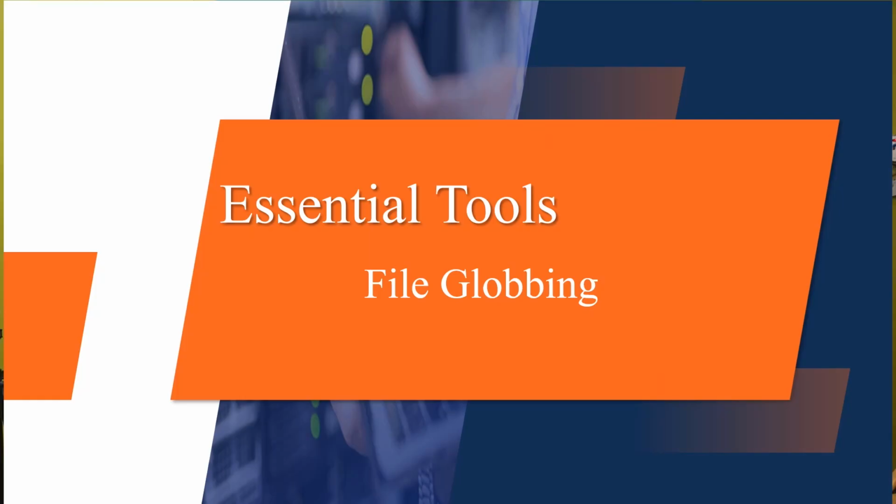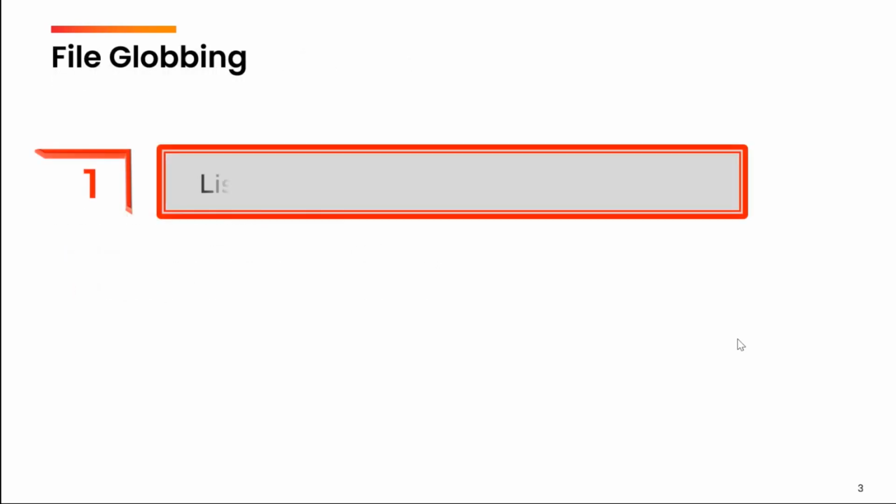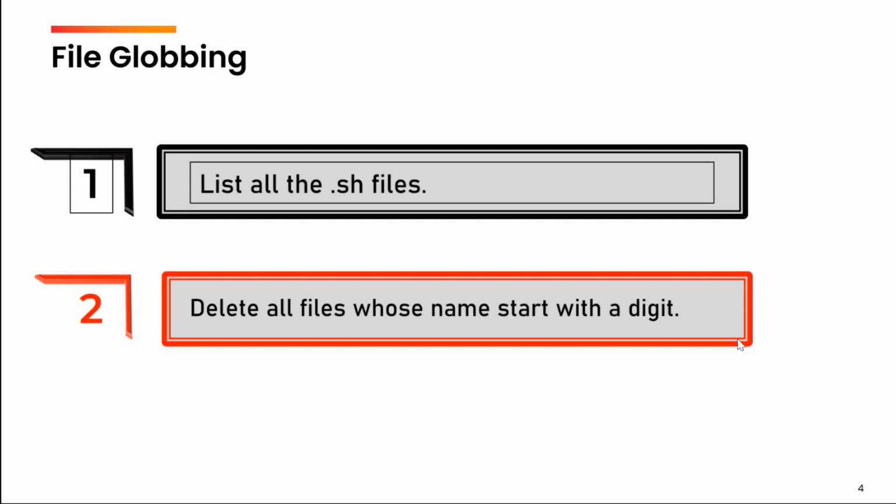Hi, in this video, we are going to learn about how to use wildcards to make a file name pattern, and then we learn how to perform any operation on multiple files at once. So in file globbing, what comes into picture is, for example, you might want to list all .sh files, or you might want to delete all files whose names start with a digit. Then how will you do it?